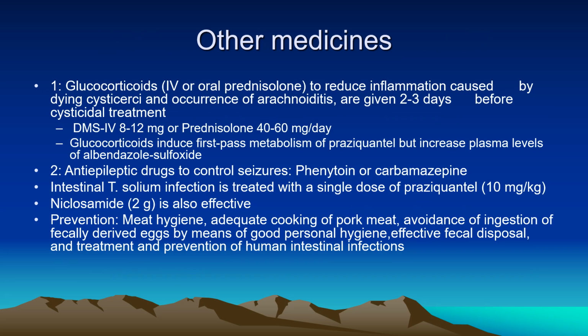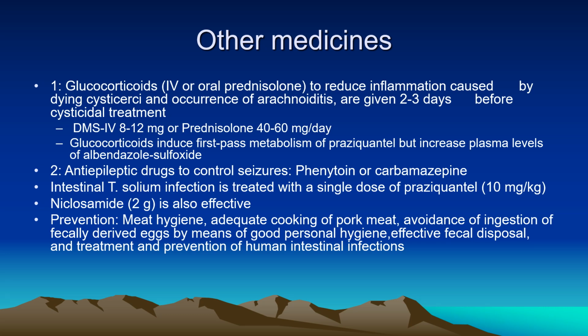Other medicines may be required. Glucocorticoids I already talked of. Anti-epileptic drugs, phenytoin or carbamazepine may be given, but one should remember they are enzyme inducers. Intestinal Taenia solium infection is treated with a single dose of praziquantel or niclosamide. And prevention is also needed: meat hygiene, adequate cooking of pork meat, avoidance of ingestion of fecally derived eggs by means of good personal hygiene, effective fecal disposal, and treatment and prevention of intestinal infections.